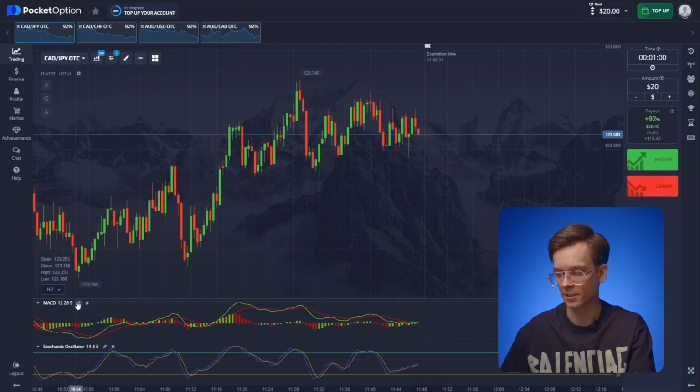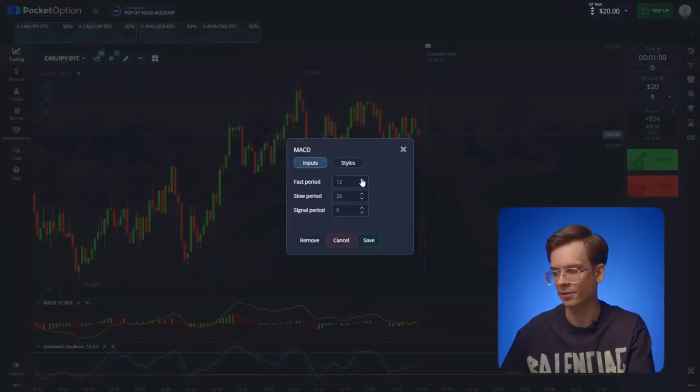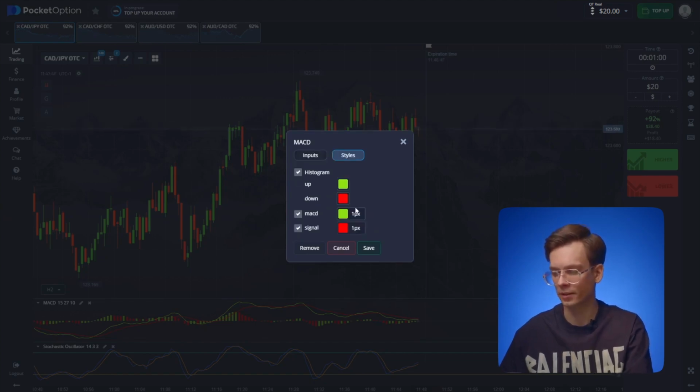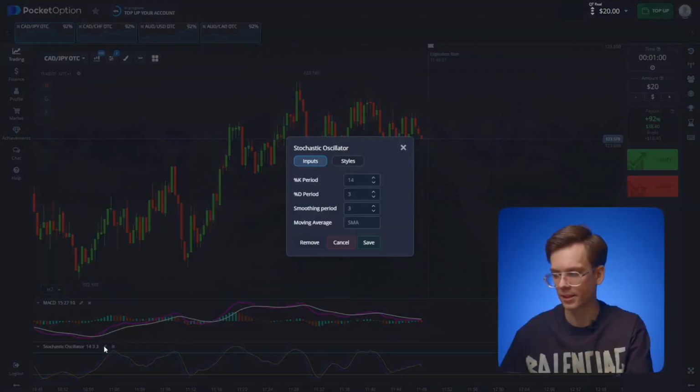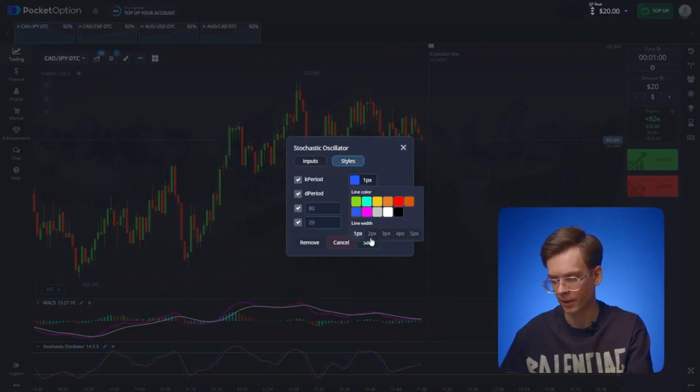Now for the MACD, let's set the fast period to 15, slow period 27, signal period 10. And we'll tweak the styles to make the lines thicker and each indicator a different color for better visibility. And for the stochastic styles parameters, we'll make all the lines thicker and choose brighter colors for the main lines so they're super clear and visible.